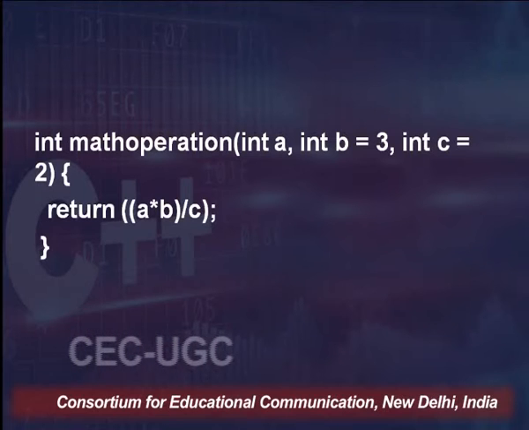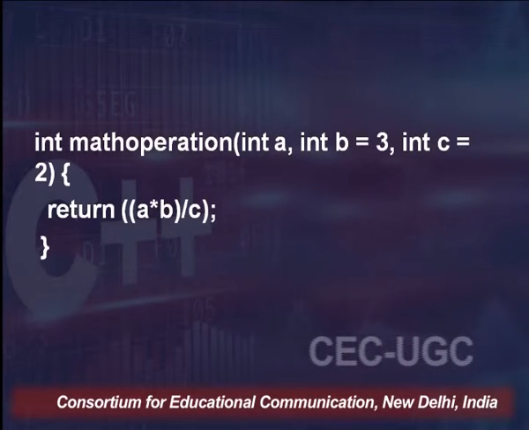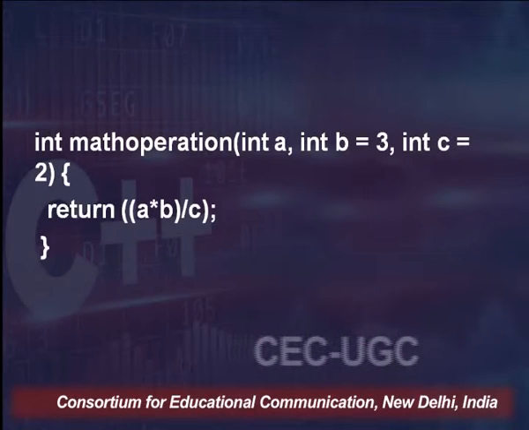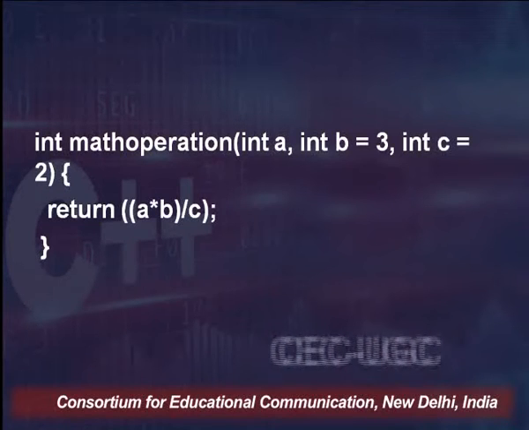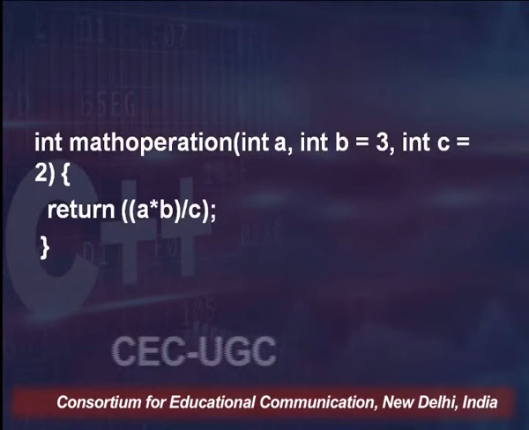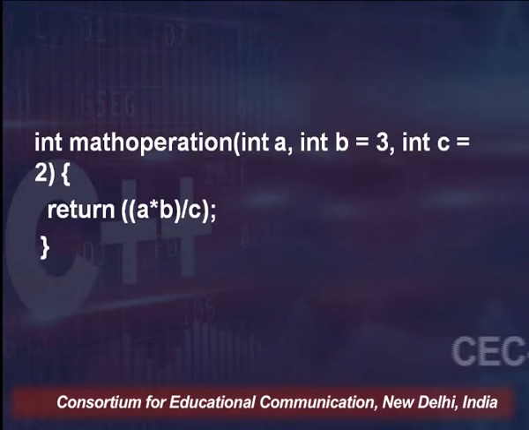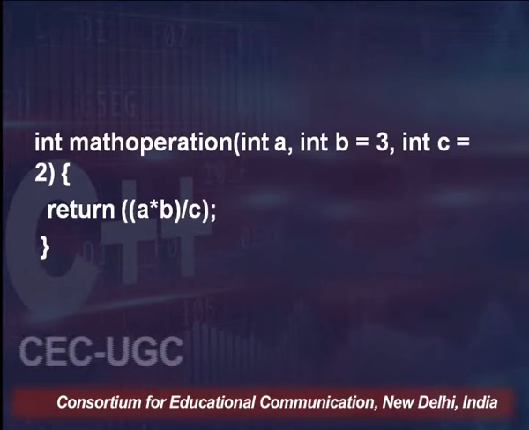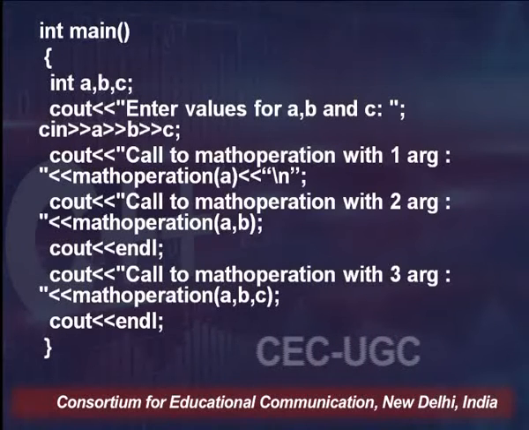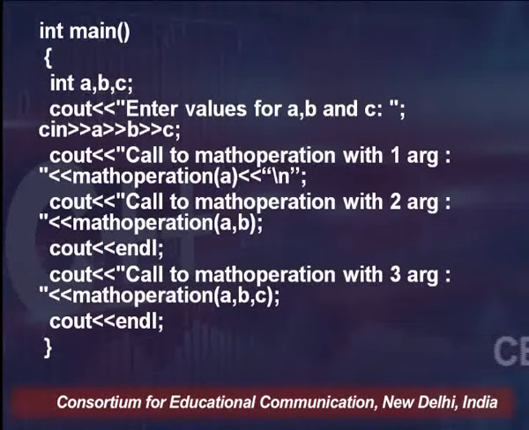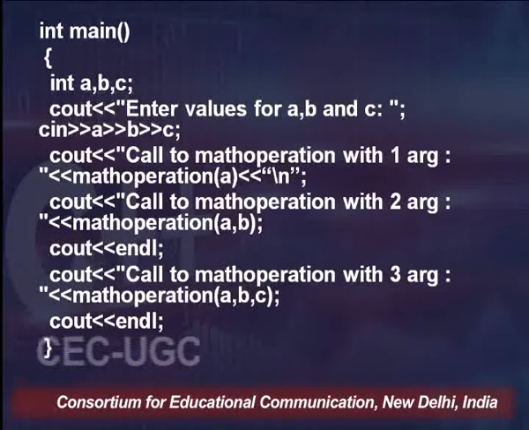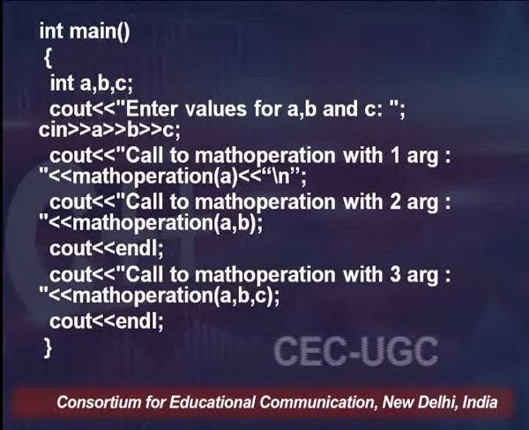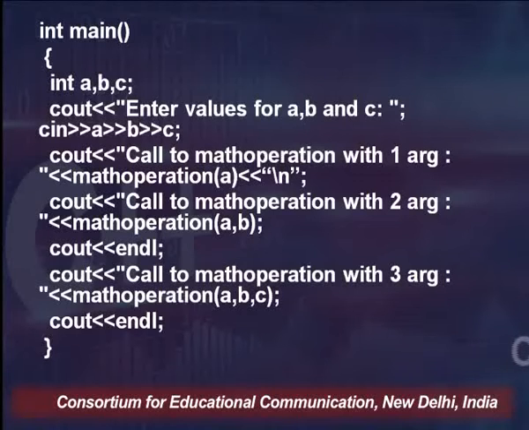So here are 3 parameters: one without a default value, another with the default value of 3, and the third one, c, with the default value equal to 2. After some operation it returns a multiplied by b divided by c. Now the trick lies in calling the function. Within main I have declared 3 integer variables a, b, c, and with a cout statement asking for integer values for a, b and c, I have taken 3 values. Now the variables a, b and c have 3 values with me.